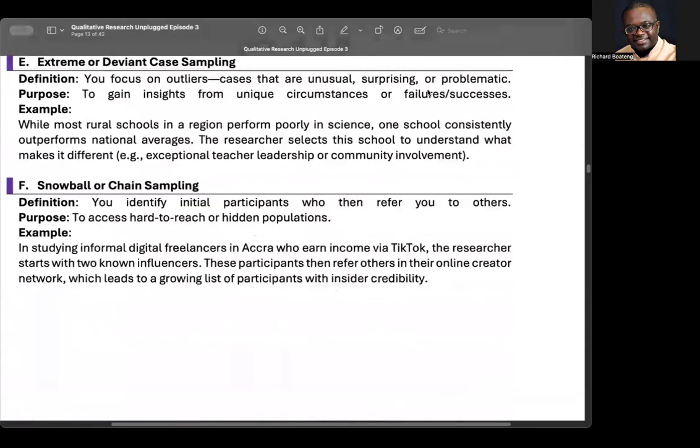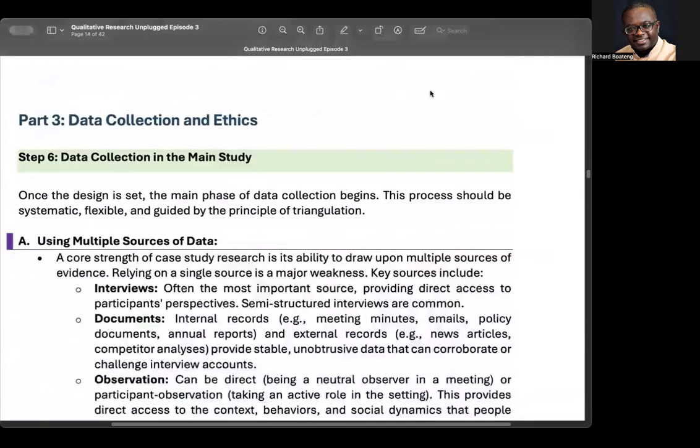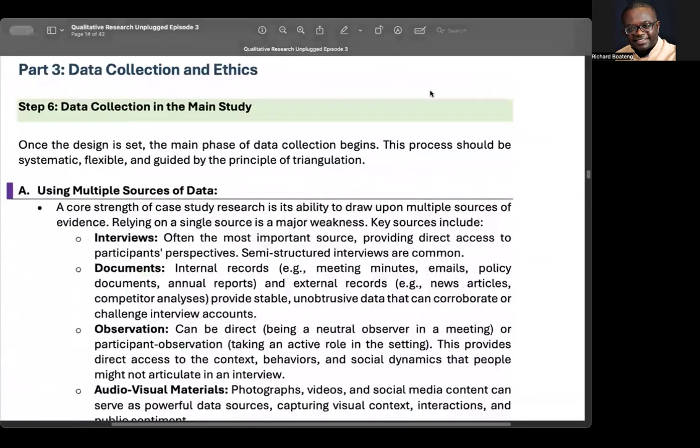And the absolute cornerstone, the guiding principle, is triangulation. We keep coming back to triangulation. Because it's that important for rigor. A core strength of case study research is its ability to draw on multiple sources of evidence. Relying on just one source, that's considered a major weakness, almost a fatal flaw in a case study. Makes sense. So what are these multiple sources typically?